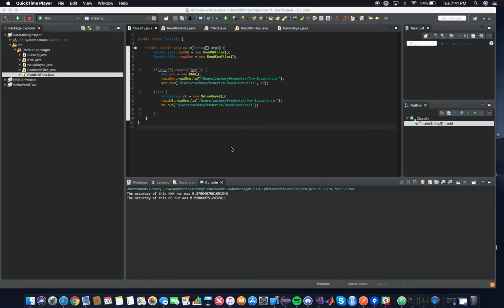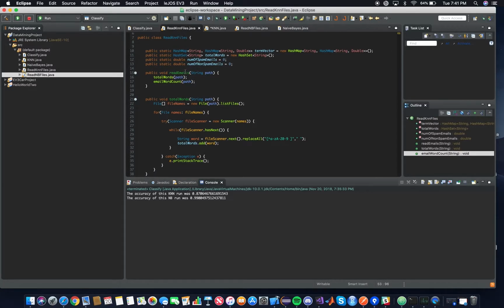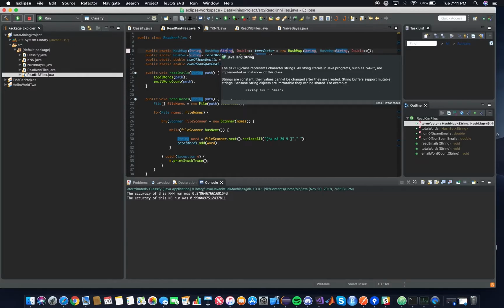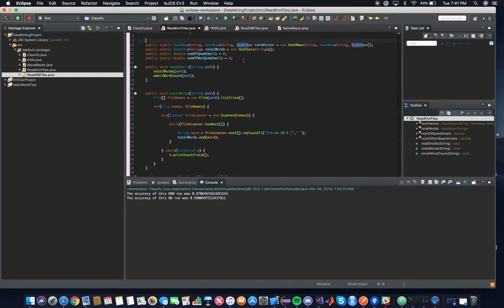Here is our halfway project report for our data mining project. First, we read in our KNN files. We read it in as a hash set for the total amount of words and a nested hash map for the term vectors, with each string being the email name, and the inner hash map calculates the string as the word, and the double is the amount of times the word appears in each email.